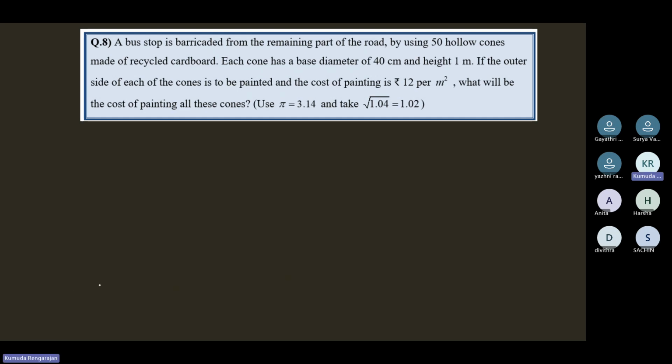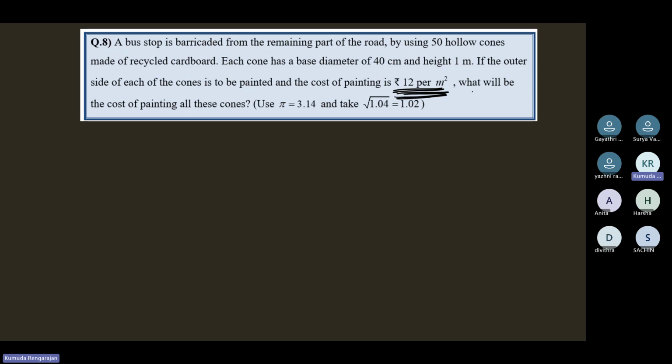A bus stop is barricaded from the remaining part of the road by using 50 hollow cones made of recycled cardboard. Each cone has a base diameter of 40 centimeters, so the radius is 20, and height 1 meter. Make sure you have all the values in the same unit, either all in meter or all in centimeter. You can see here it's given rupees 12 per meter square, so we'll have all the values in meter.